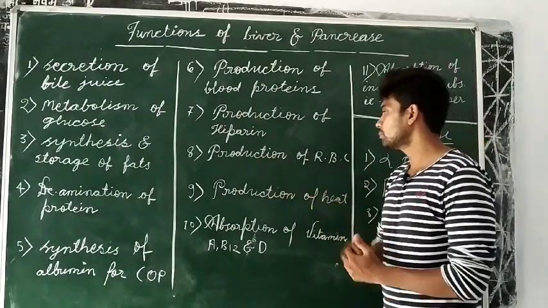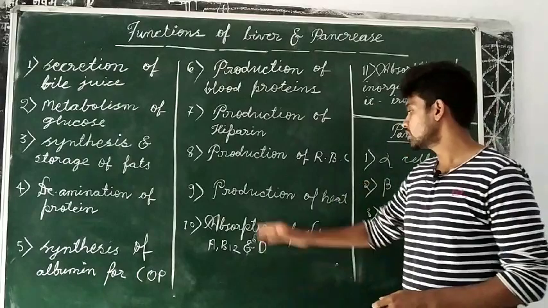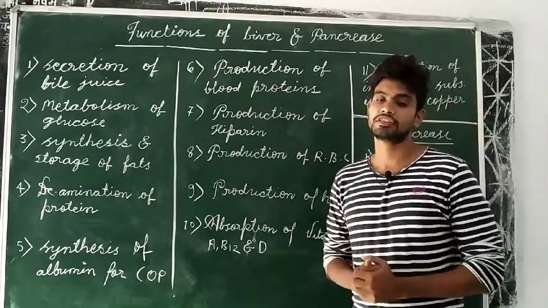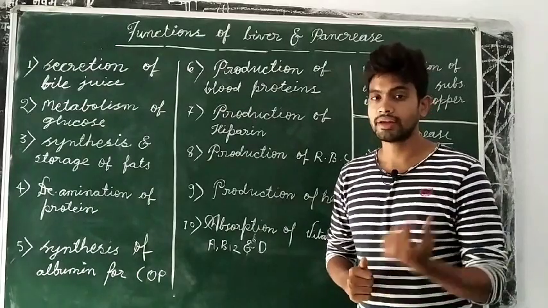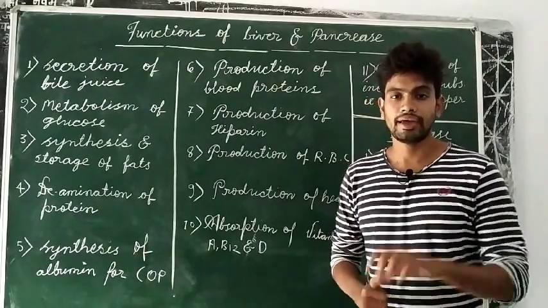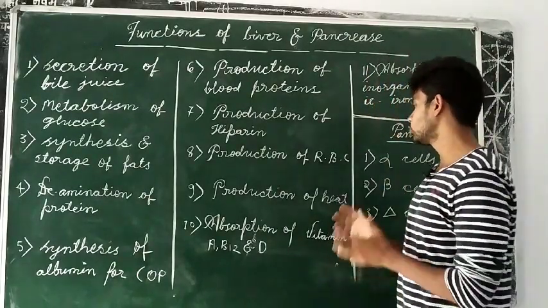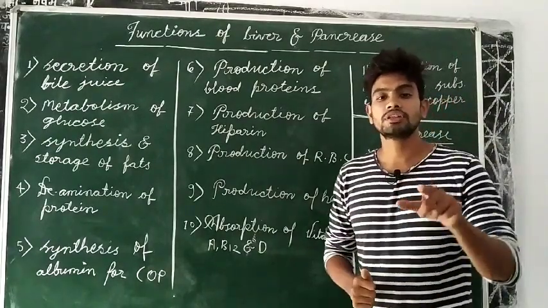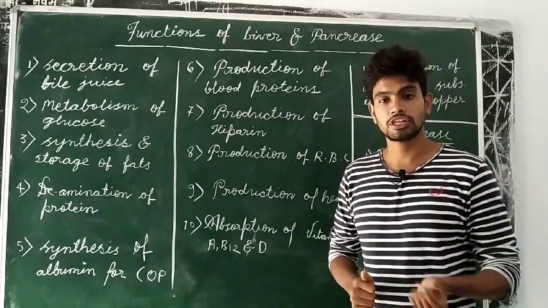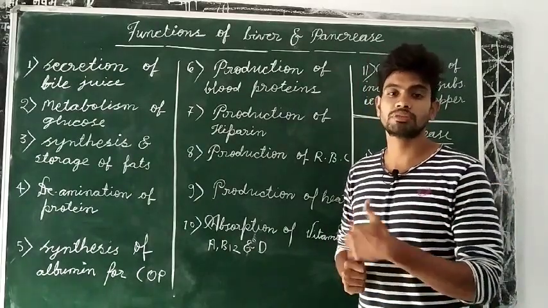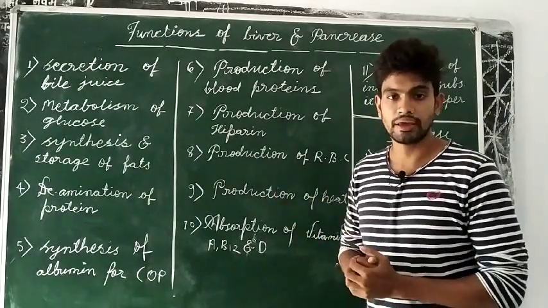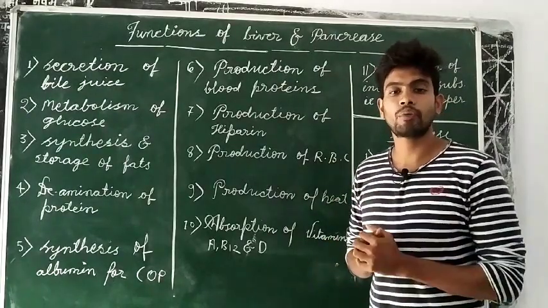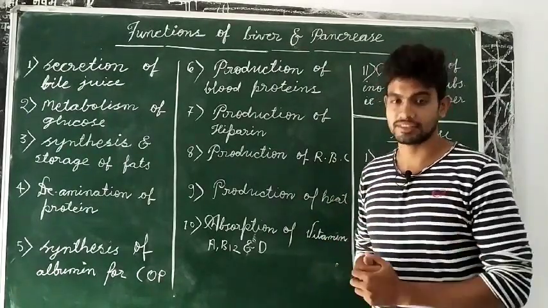Now another important function of the liver is production of heat. As we already have discussed, metabolism of glucose takes place inside the liver, and because of this metabolism of glucose, heat is produced. That is why the temperature of blood which is leaving the liver is always higher than the temperature of the blood which is entering into it. It also helps us maintain our required body temperature, which is 37 degrees Celsius.